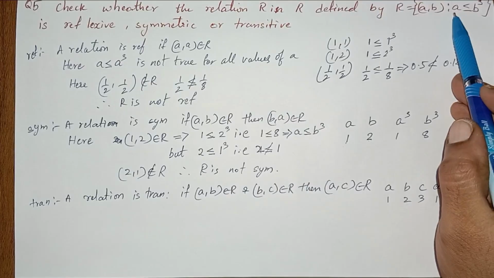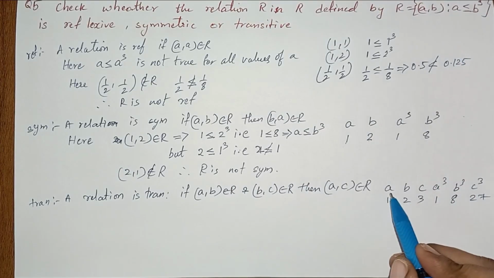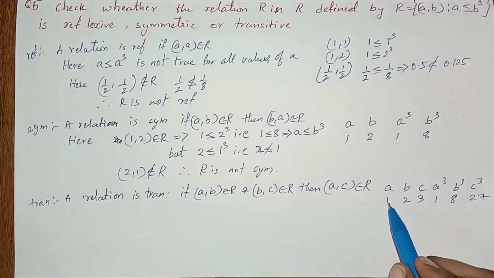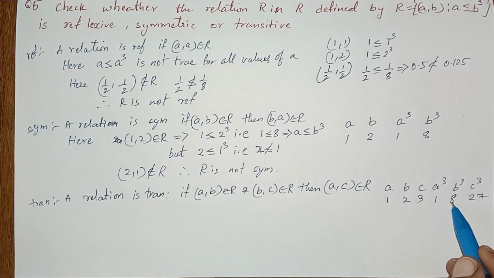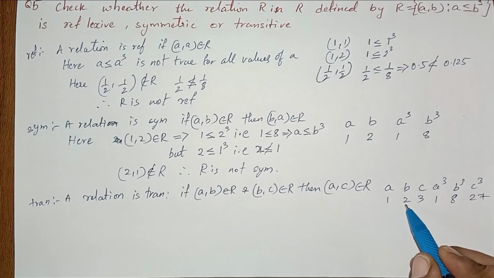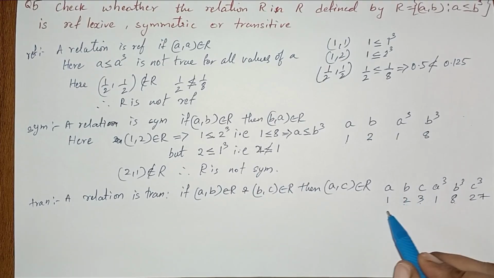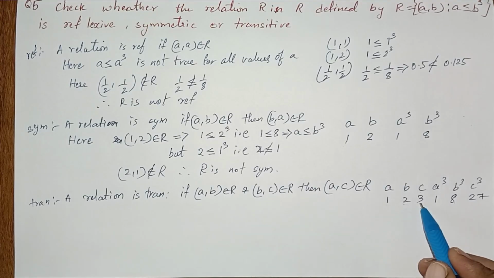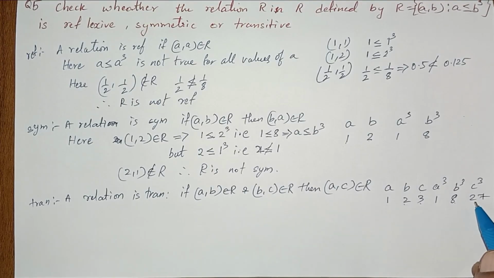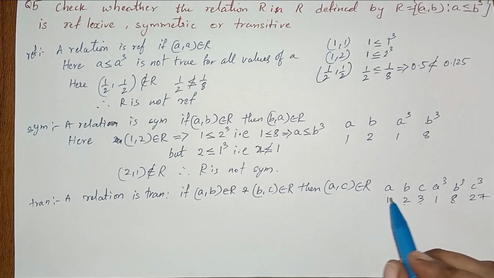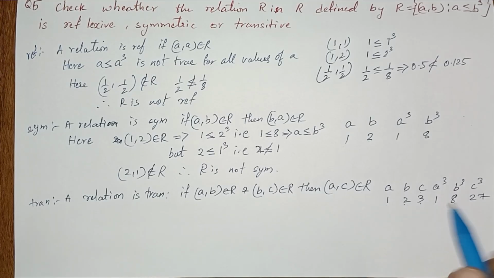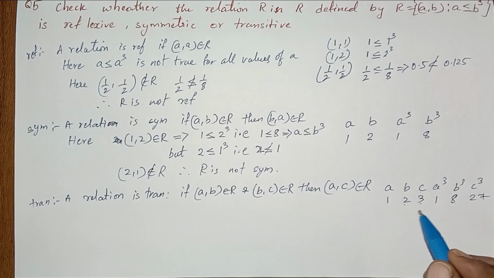So here they have asked that a is less than or equal to b cube. If you take a and b, that is 1 and 2, 1 is less than 8. Of course 1 is less than 8, it satisfies. So (1, 2) belongs to R. Next we are taking b and c, that is 2 and 3. So 2 is less than or equal to 27. Of course 2 is always less than 27. This condition also holds. Now we have to take a, c, that is (1, 3). So 1 is less than 27. Of course this is proved. So this condition is satisfied.